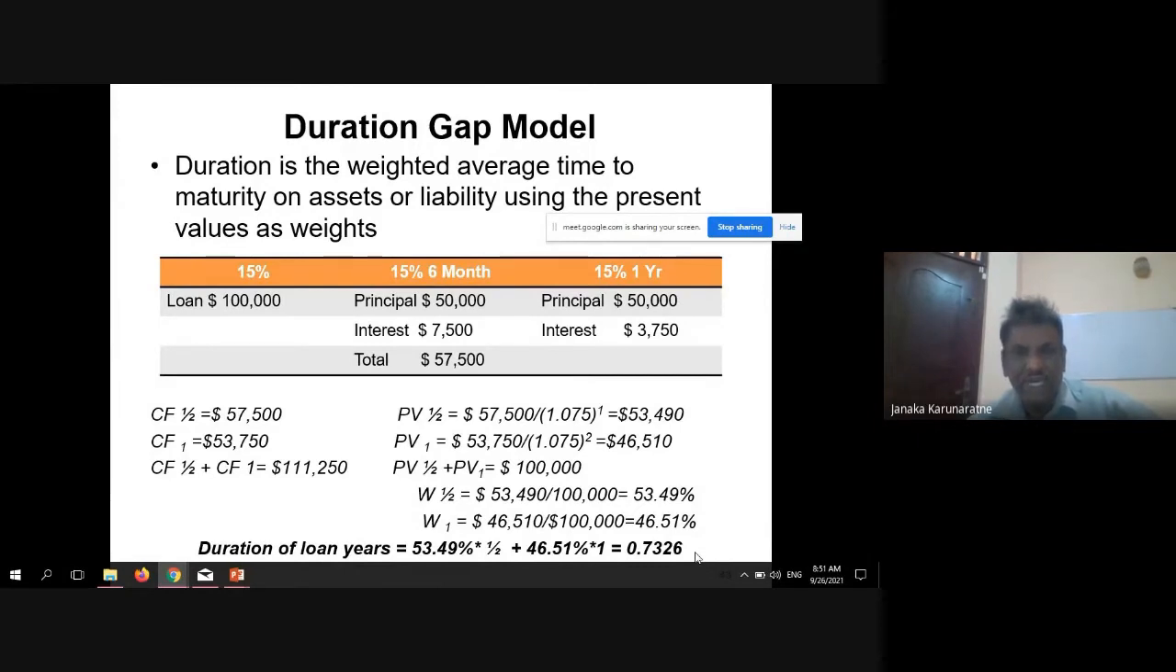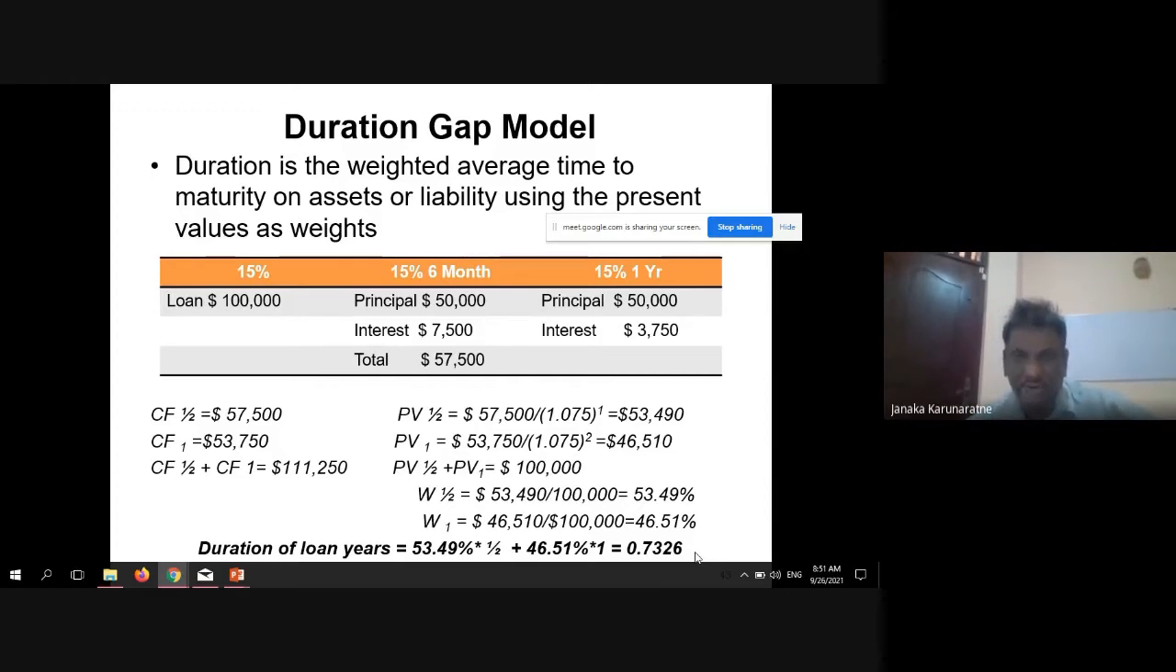But if you really work out in terms of present value of cash flows, it is only 0.7326 years for you to fully recover the amount, right? Which is the concept we call the duration. So if somebody asks, tell me what is the duration of this particular loan, you would say it's only 0.73 years. If you convert into number of months, it would be closer to 9 months, right? Okay, clear? So that is the concept of duration.